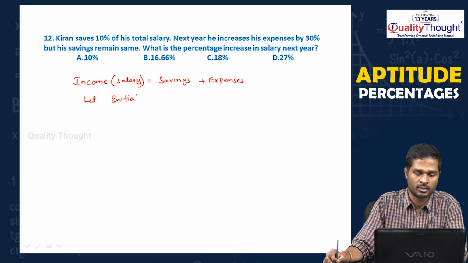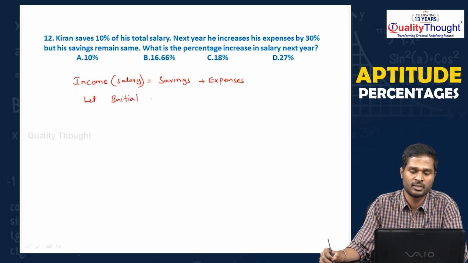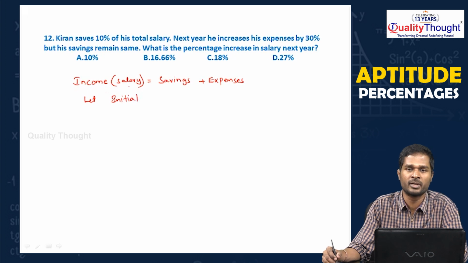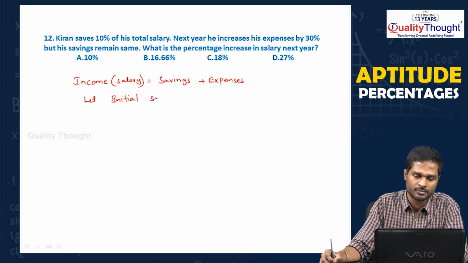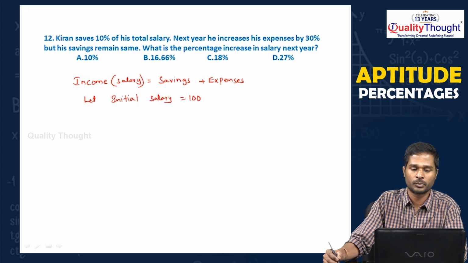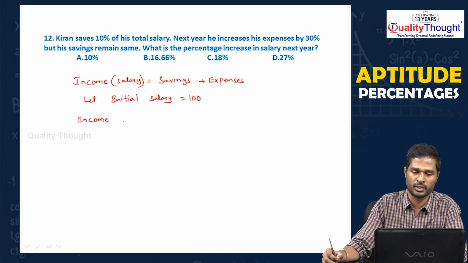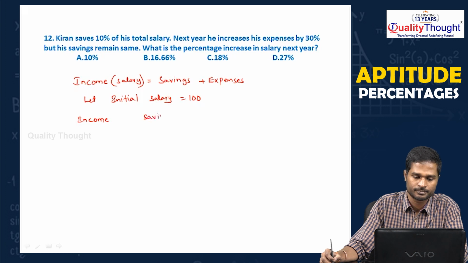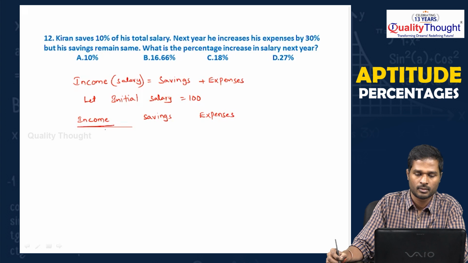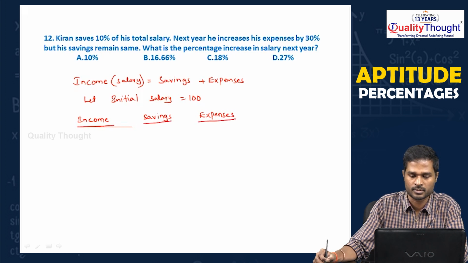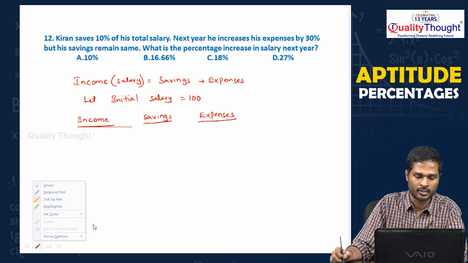We know from the previous sessions that any unknown complete value in percentages can be taken as 100. So, we don't know what his salary is, so let's consider it as 100. Now, see how we can write this. I'll write here income, I'll use that formula to solve the equation. So, income, this is savings, and I'll write here expenses. This is income, savings and expenses. We'll take that into consideration and we'll solve the question.